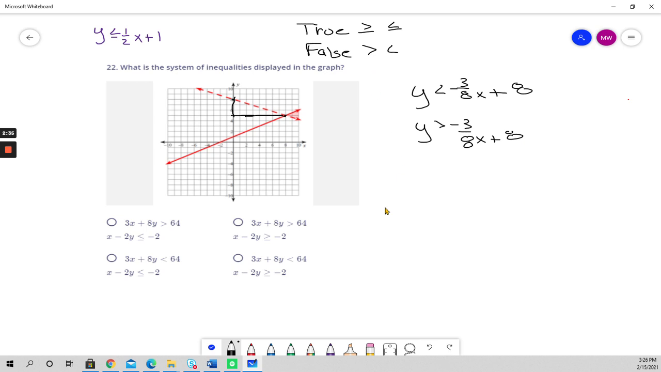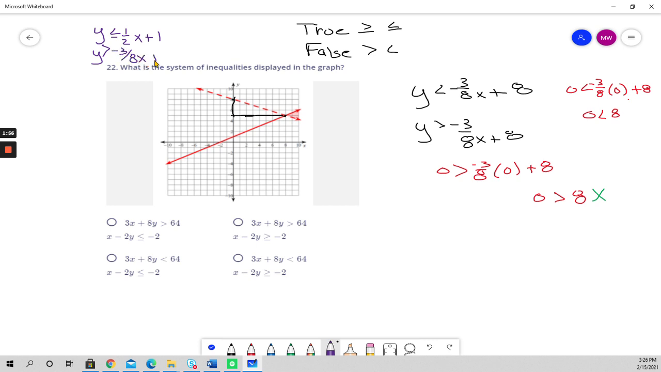Remember, I'm looking for a false statement. So I plug in 0, 0. Is 0 less than 3/8 times 0 plus 8? Is 0 less than 8? Yes, that's a true statement. Remember, I need a false statement. So with this one, is 0 greater than negative 3/8 times 0 plus 8? Is 0 greater than 8? No, it's not. But remember, that's exactly what I need. So that means my second equation is y is greater than negative 3/8 x plus 8.